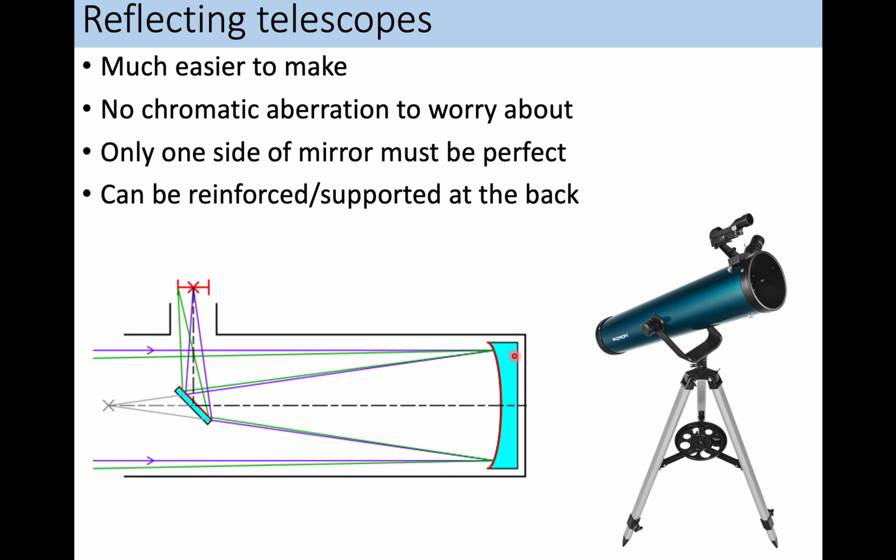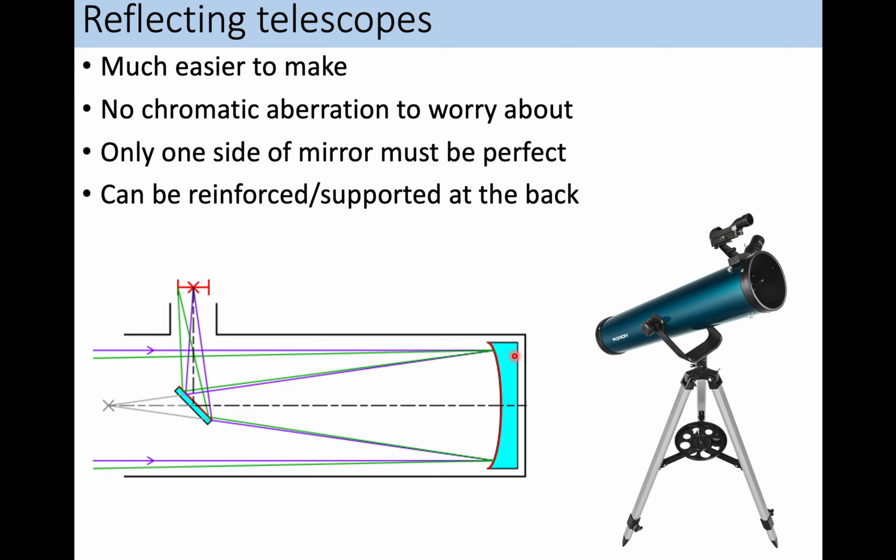Reflecting telescopes, however, are much easier, way cheaper, and more sturdy. We don't have to worry about the difference in bending, because with a reflecting telescope, we aren't bending anything, we're just reflecting, just bouncing the light from one mirror to the other. We don't have to worry about the effects of bending the different wavelengths.